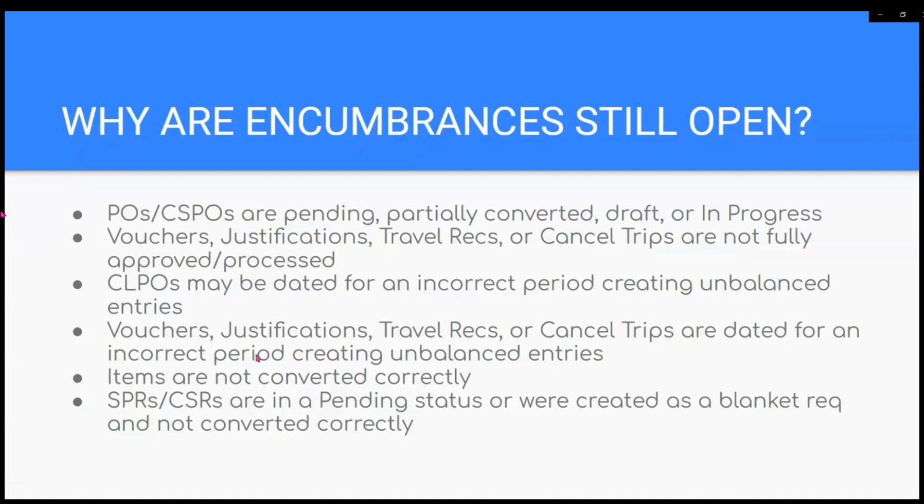And the same thing can be said for our vouchers, justifications, travel recs, cancel trips, if they're dated for an incorrect period, creating unbalanced entries. So if we travel in September and we're not reconciling until October, we want to make sure that we do accrue that to fiscal year 22 and use the 9/30 date. Same thing with our payments, vouchers, and justifications.